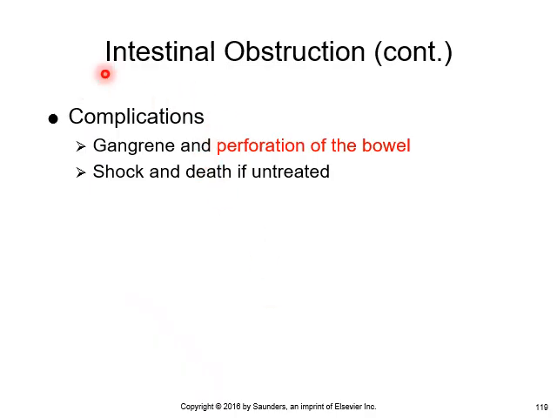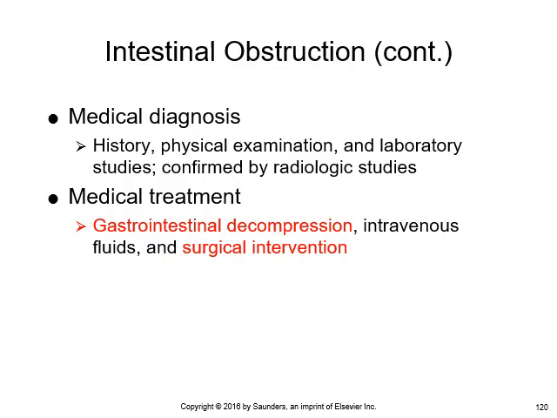When those things happen with intussusception and strangulated hernia, gangrene can happen. Again, the tissue will die, and then perforation of the bowel can happen. Shock and death can happen if untreated. How do we correct it? So we will do a gastrointestinal decompression, intravenous fluids, or surgical intervention.